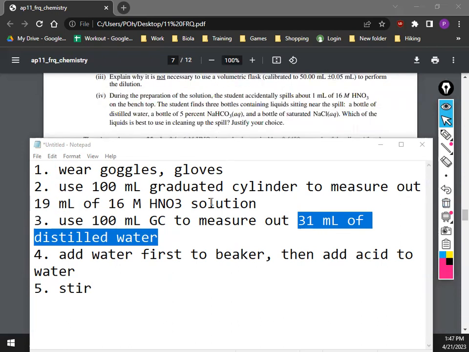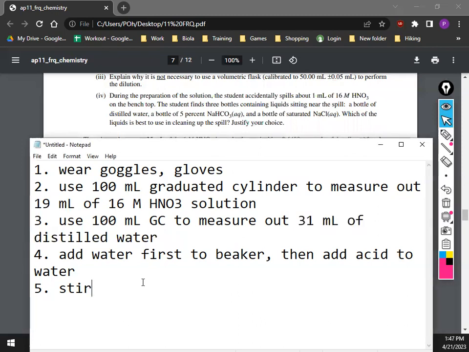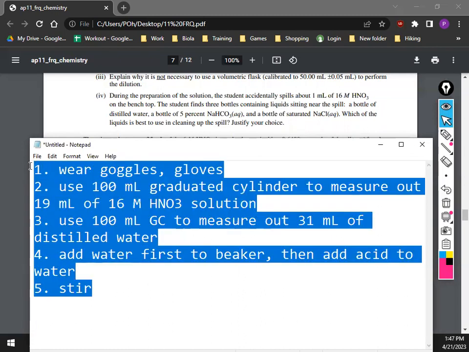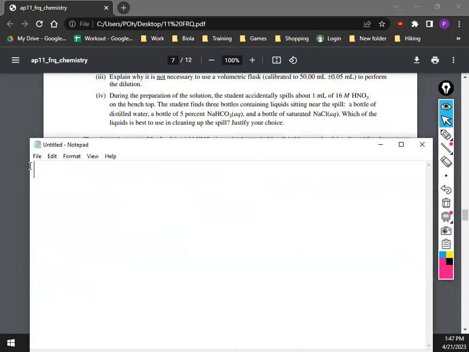It tells you that the student is going to spill some of the 16 molar, which is pretty bad. That's pretty strong. And then it gives you 3 different solutions that you can use to clean up the spill. The one that you want to use, and I'll just give you guys the answer right away, is going to be the NaHCO3. Because let's think about all the options. You got 16 molarity HNO3.